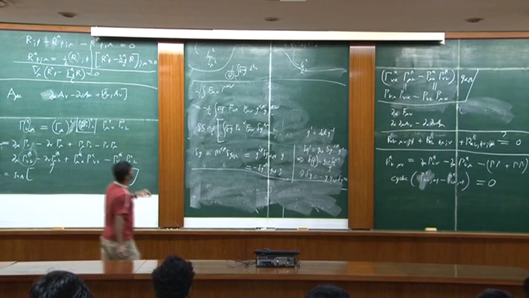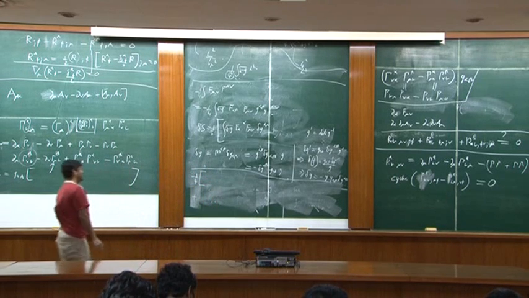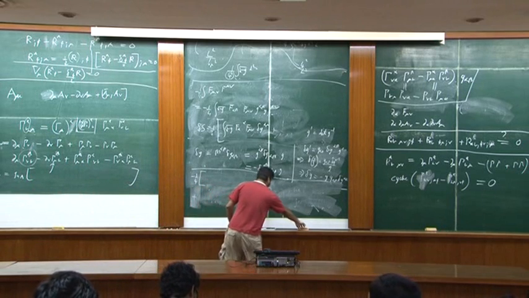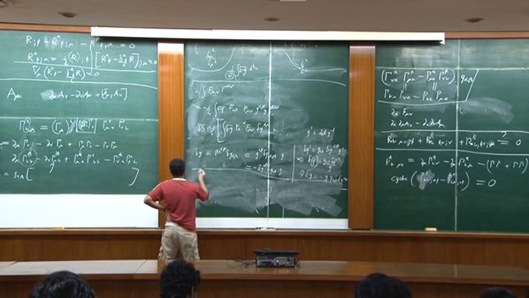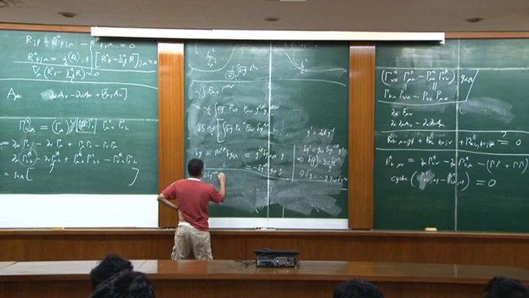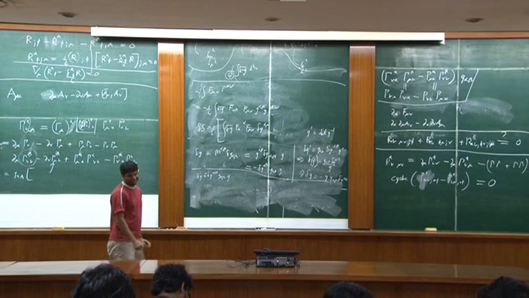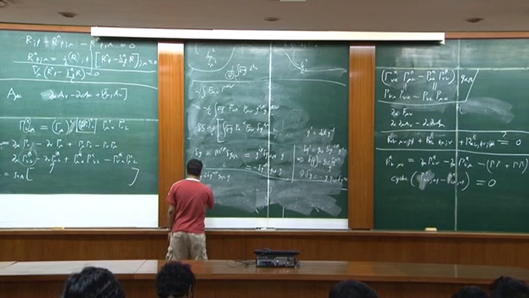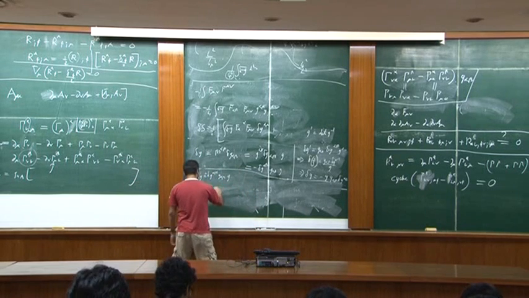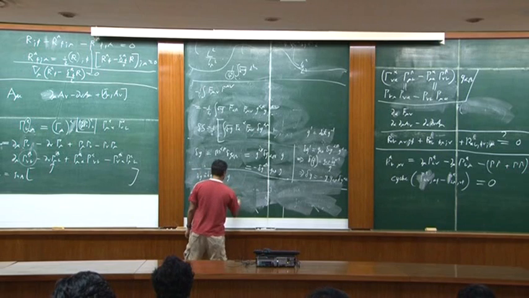Let's add that to the other term. So what we got was minus 1 by 4. Okay, so far what have we got? We've got that delta G is equal to minus G alpha beta G alpha beta G, where this is delta square root of minus g. So delta of square root of minus g is equal to minus half by square root of minus g times delta g.